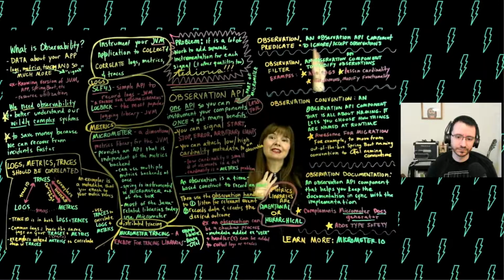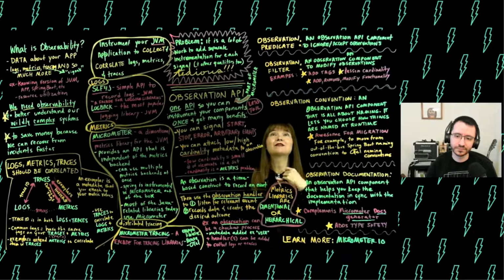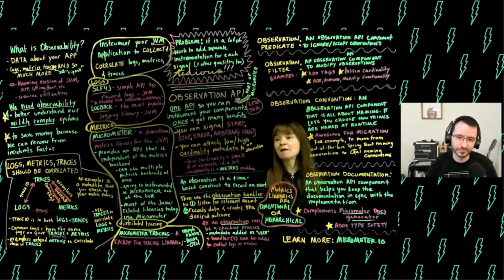And then we talked about some other components that are related to our observation API. We have an observation predicate, which is an API component to ignore and accept observations, because sometimes you're going to use third-party tools that are already instrumented to collect certain things, and maybe you don't want all those things. So you can use the predicate to ignore some of the things that are being collected.